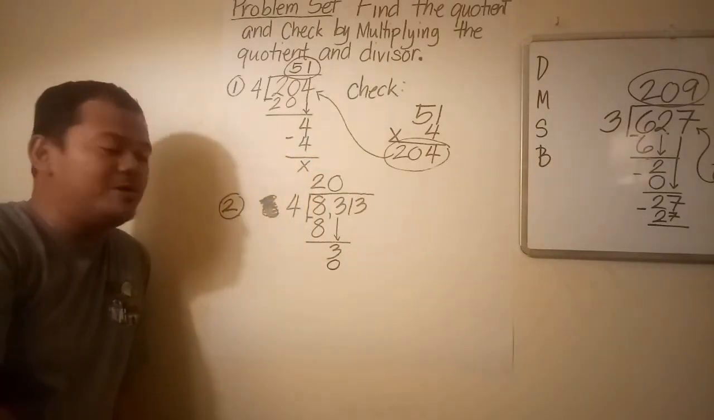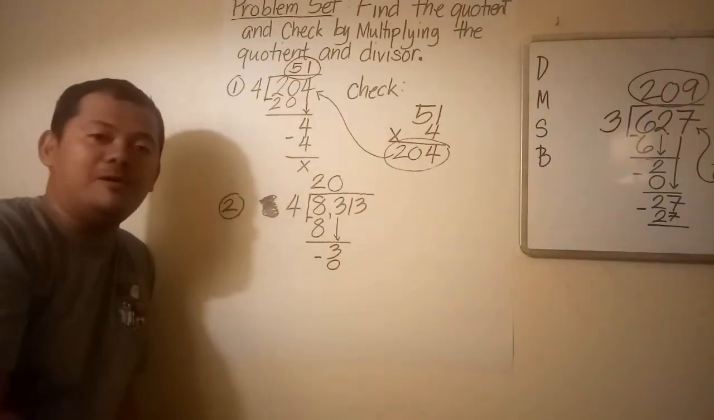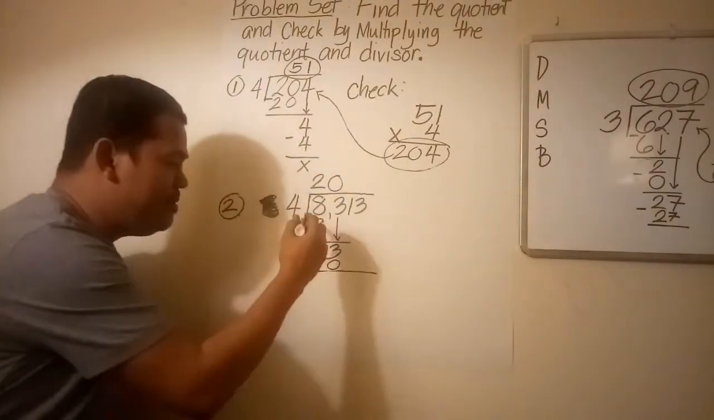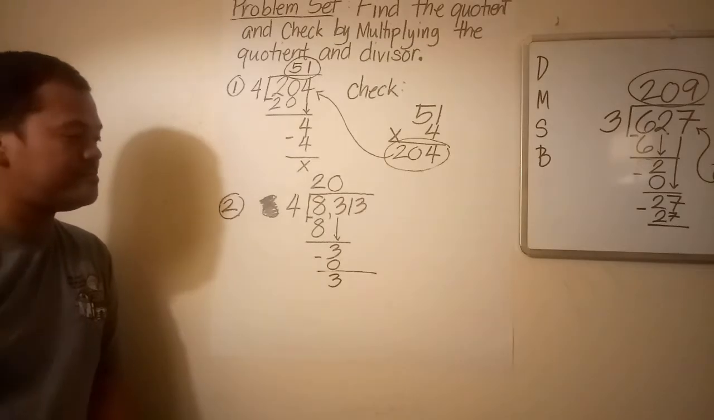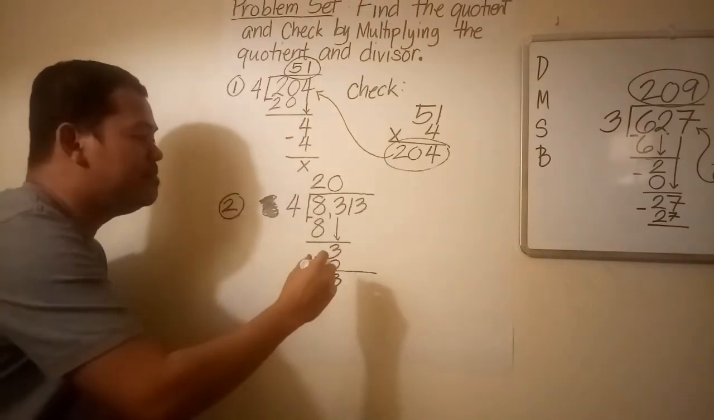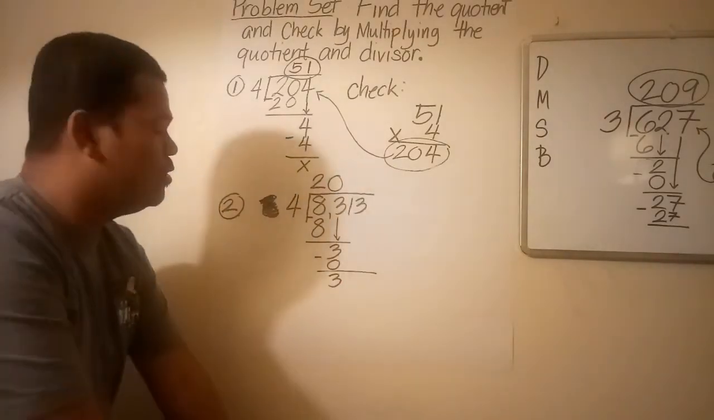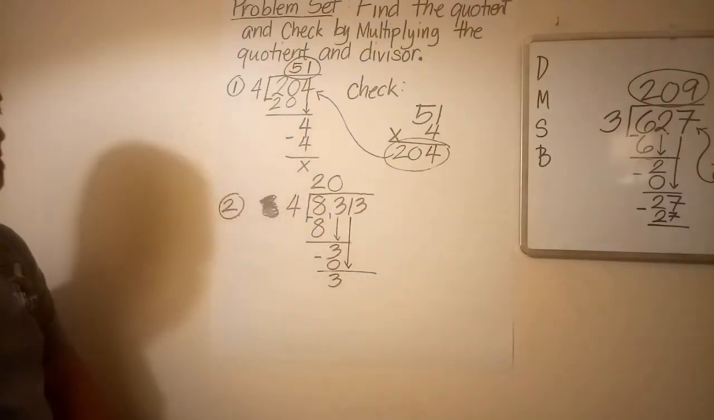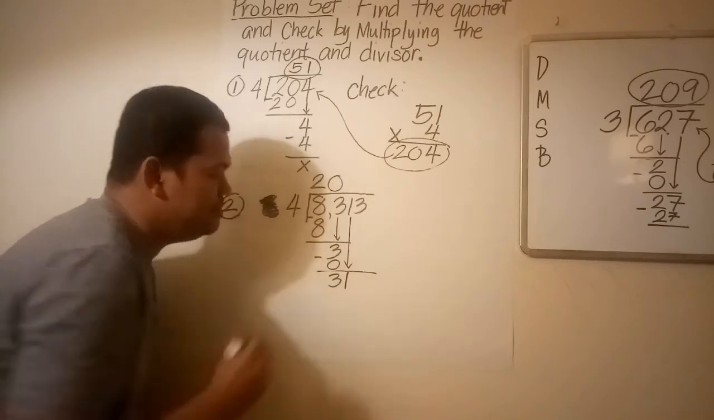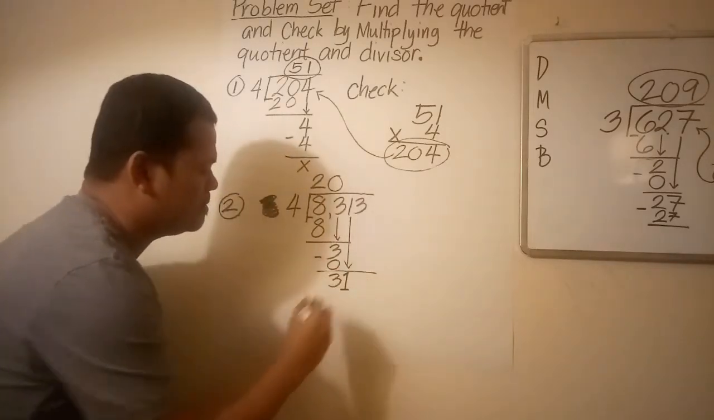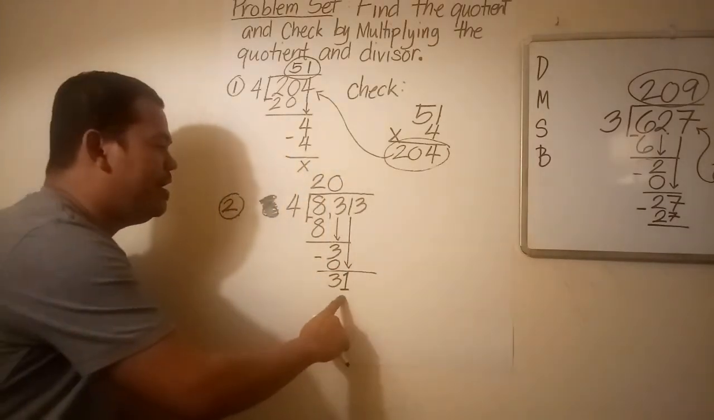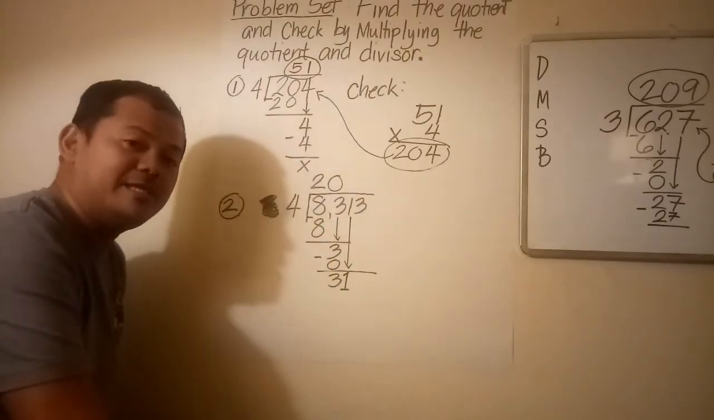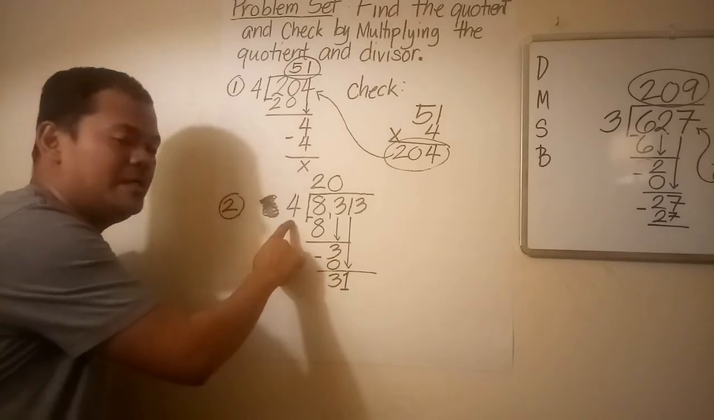After we multiply, what are we going to do next? We are going to subtract 3 minus 0. Now, 3 minus 0 is 3, sorry. After we subtract, we bring down. What number are we going to bring down? We are going to bring down, correct, 1. So bring down 1. So we got here 31 divided by 4. Let's try to divide 31 divided by 4.